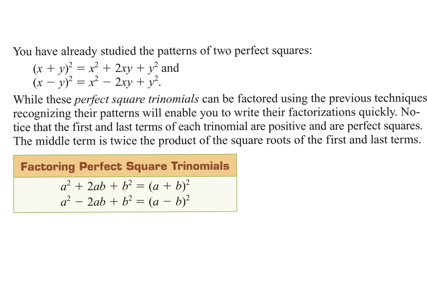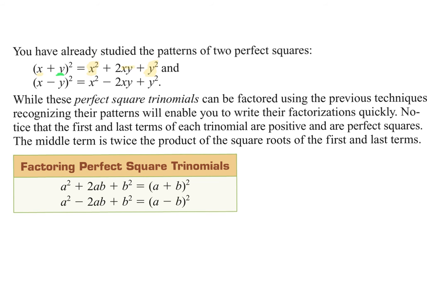The next pattern we're going to look at is perfect squares. We did this in bell work as well. You have a group squared. And what you actually end up with is the first term gets squared, and that represents the first term. The second term also gets squared, and that represents the second term here.